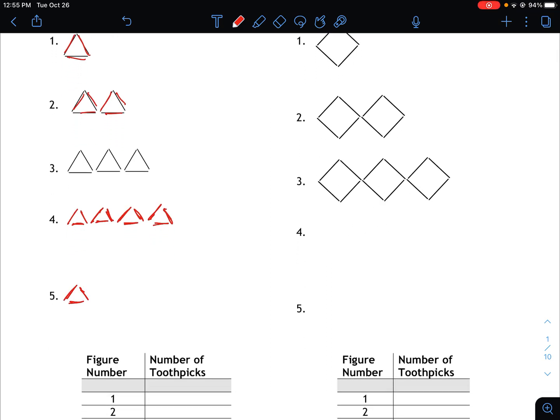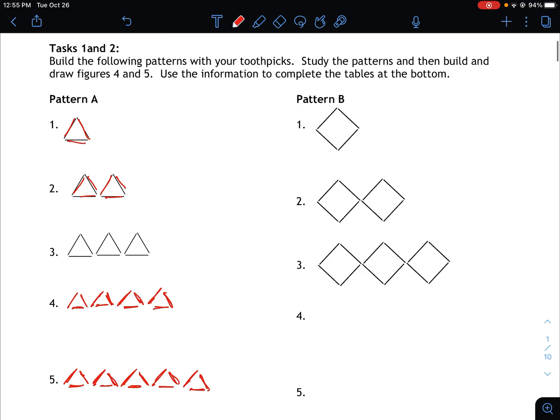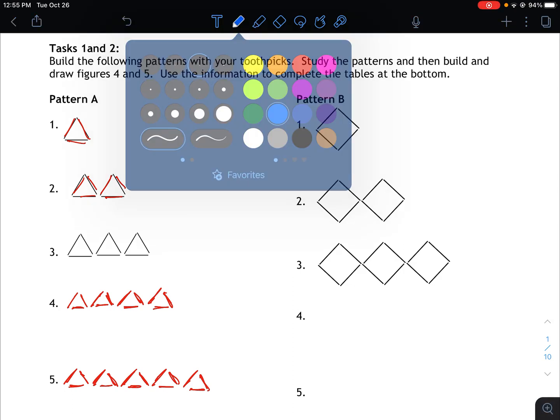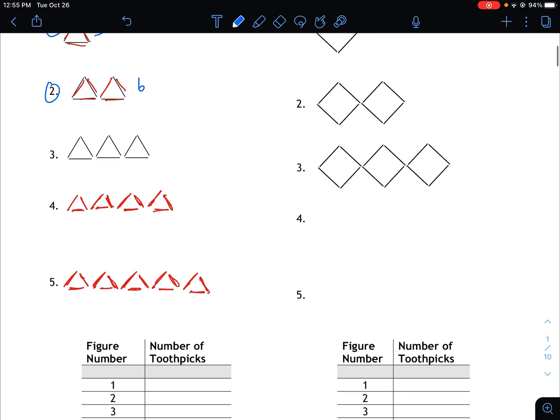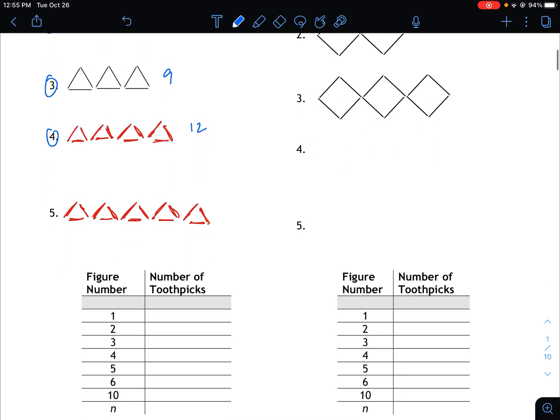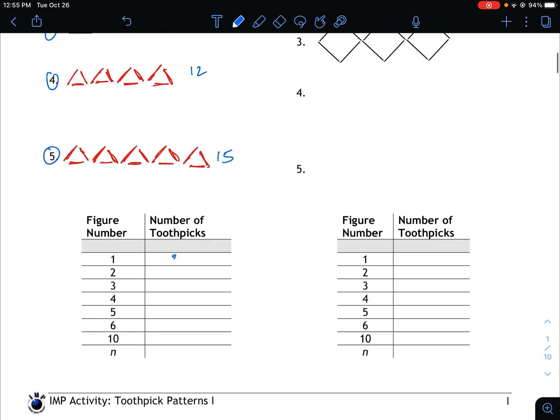Well, we've got 3 toothpicks. It's everything we had before, except we're gonna build a 5th triangle with toothpicks. So in figure number 1, we're using a total of 3 toothpicks. Figure number 2, we're using 6 toothpicks. Figure 3, we're using 9 toothpicks. Figure 4, we are using a total of 12 toothpicks. Are you seeing the pattern here? So number 5, we are using 15 toothpicks. So figure 1, 3 toothpicks, then 6 toothpicks, then 9, then 12, then 15.